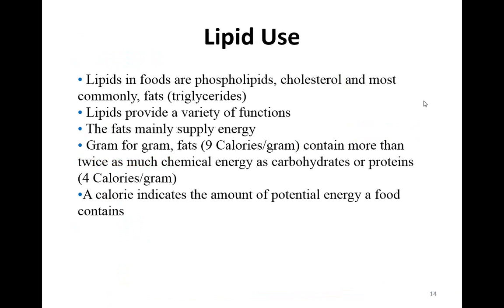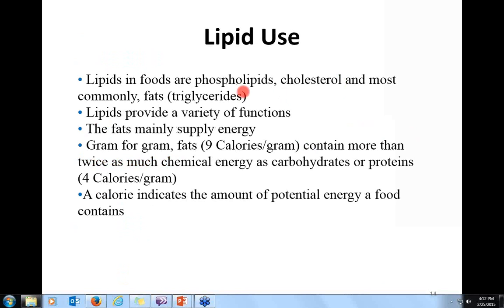And what do we use lipids for? Well, to build. Anabolically, we build phospholipids and cholesterols and triglycerides. Why we store fats over, say, storing carbohydrates comes down to this bullet point here. We get more energy from a gram of fat, so we get 9 calories per gram, compared to only 4 calories per gram with carbohydrates and proteins. Okay, and then again, a calorie is how much potential energy a food contains. So we store fats because they are going to give us more energy.